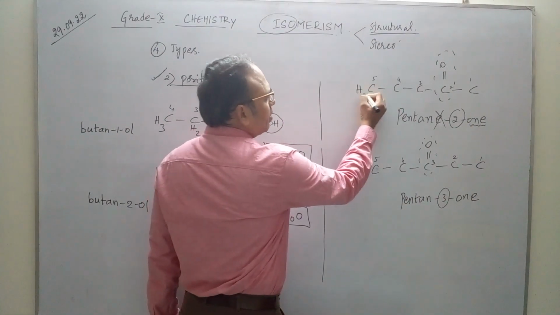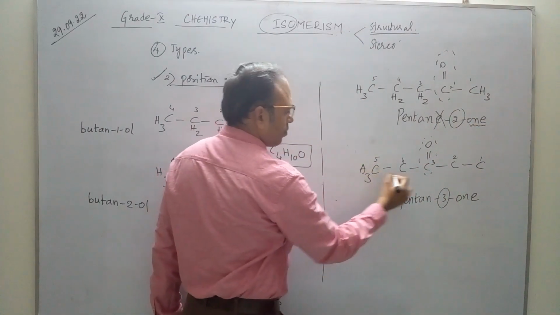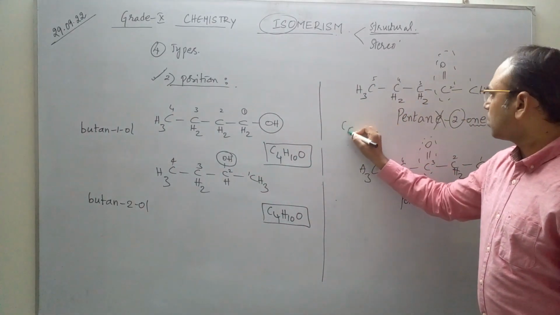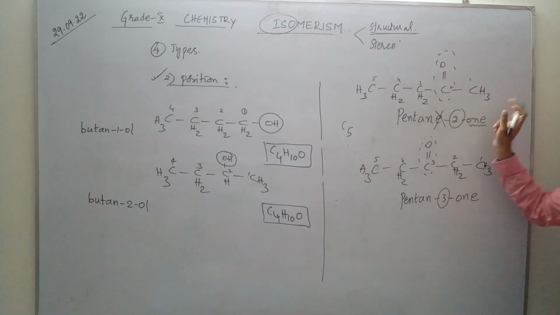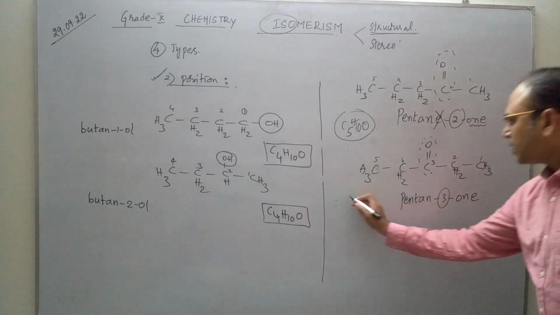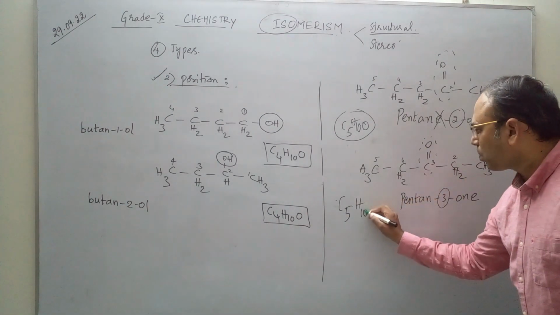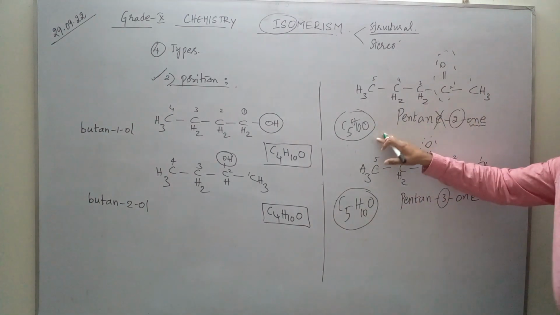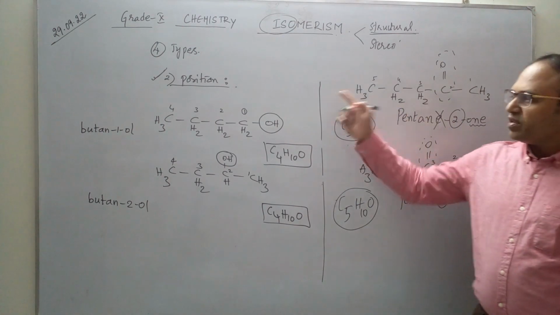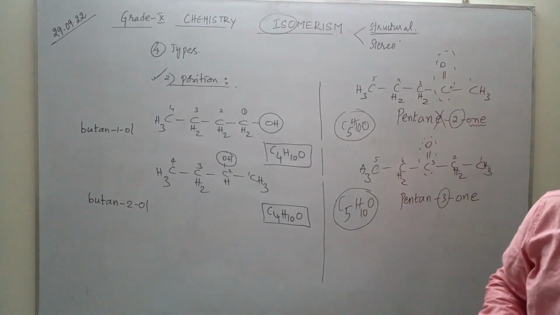Now calculate the molecular formula. Here 5 carbons, 3, 5, 7, 8, 9, 10, H10 and O. This one, 5 carbons and H, 5, 7, 8, 9, 10, O. So in both the cases you have the same molecular formula, but the position of the functional group ketone is different. Hence these are called position isomers, and the phenomenon is called position isomerism. Hope you have understood this.